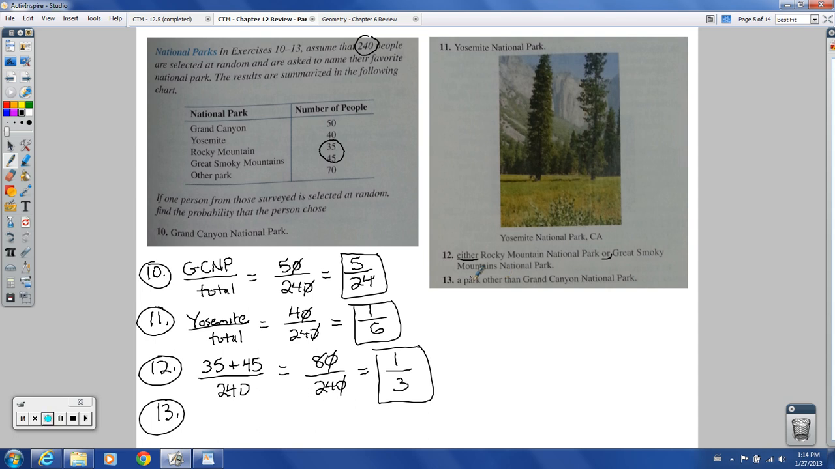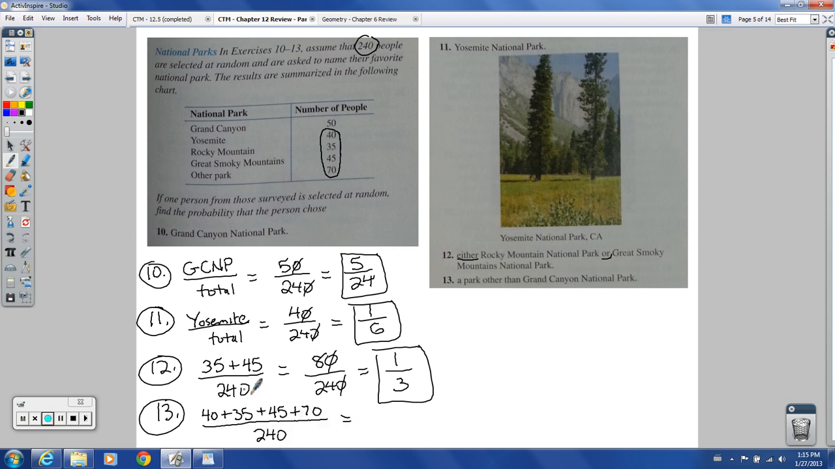And then a park other than Grand Canyon National Park. I'll show you a couple different ways to do this one. So other than Grand Canyon, you could either add all these up and figure out what that is. So that's probably the most obvious way to do that, I think. So we could add all those up and see what we get.